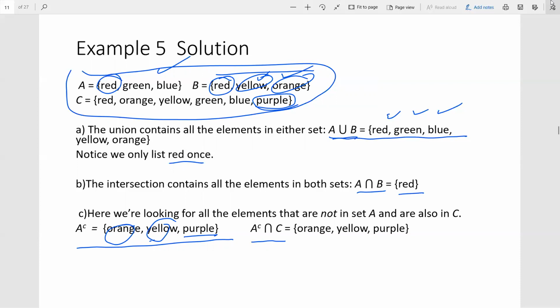So the intersection of A complement and C is going to be, well, if you look at A complement, you've got orange, yellow, and purple, and in C you have red, which A complement doesn't have, and green, which A complement doesn't have, and blue, which A complement doesn't have. So A complement intersection with C is going to be orange, yellow, and purple.